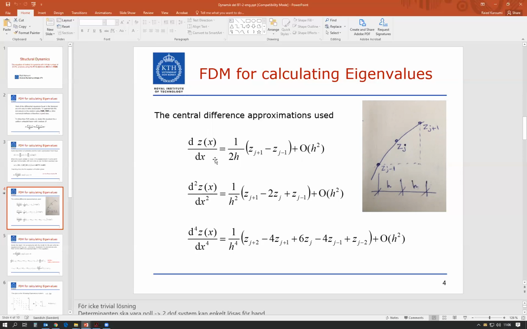In a similar way, you can calculate the second derivative, the third, the fourth derivative, and so on. You will find these formulas in handbooks. And of course, the smaller the size of the segment, the smaller will be the error, okay?